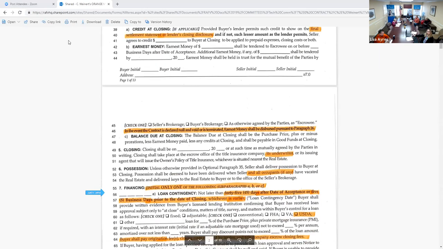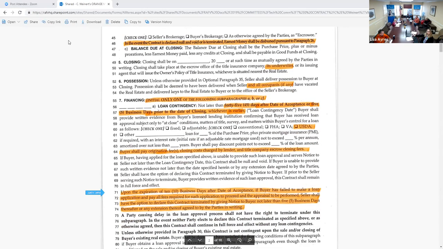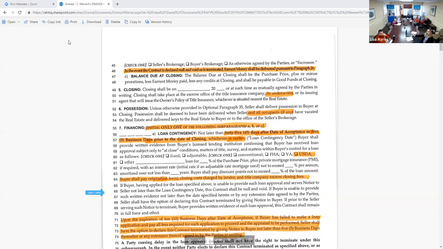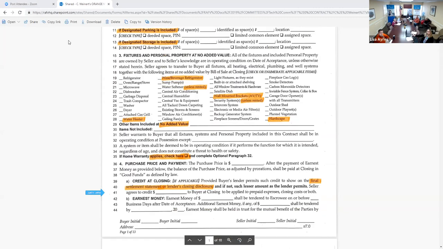Moving to page two. Real quick, Carol, one of the questions that was asked was up top, where it says other items included at no added value. The question is, has this been run by lenders to see if it will still be an issue? I think it's going to continue to be an issue. I think that you're going to need to have an agreement between the parties that comes outside of this contract for those additional personal property items.